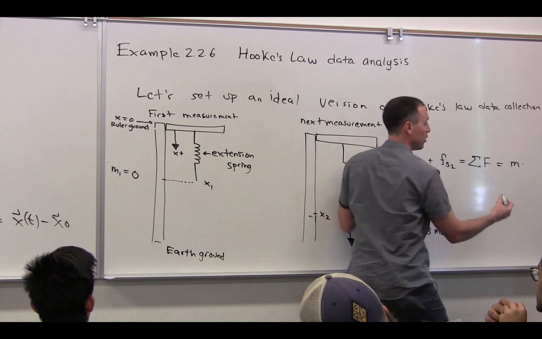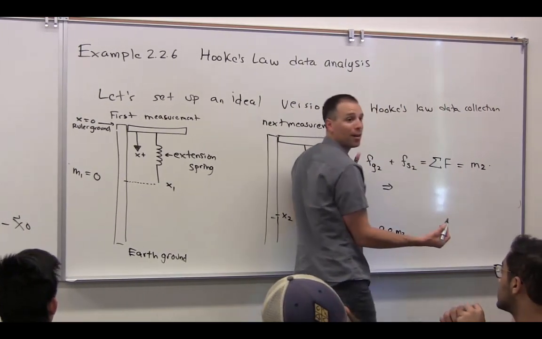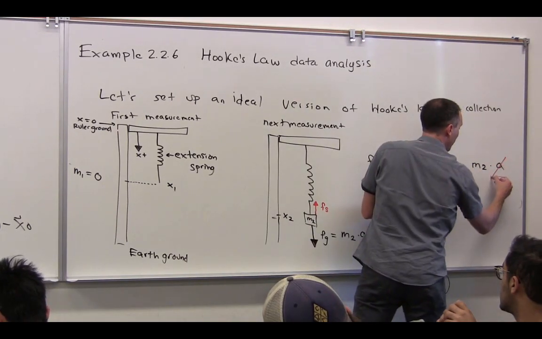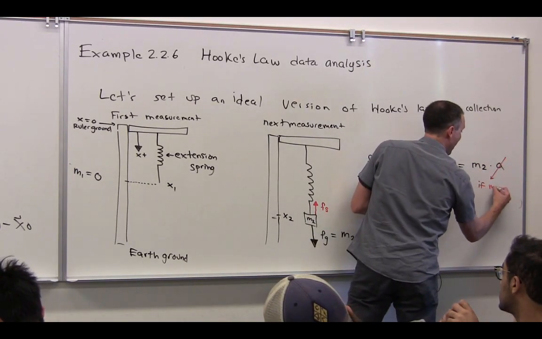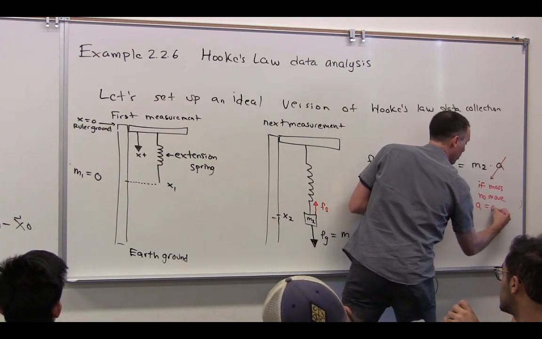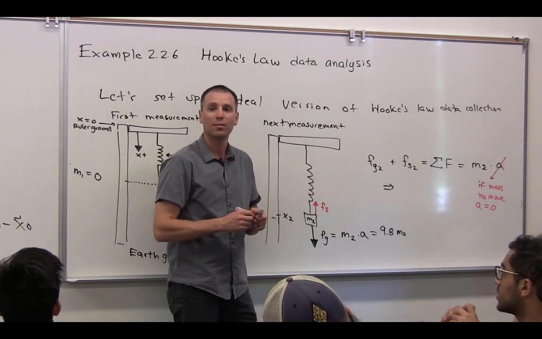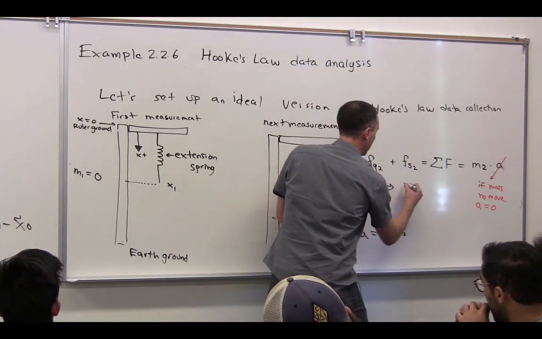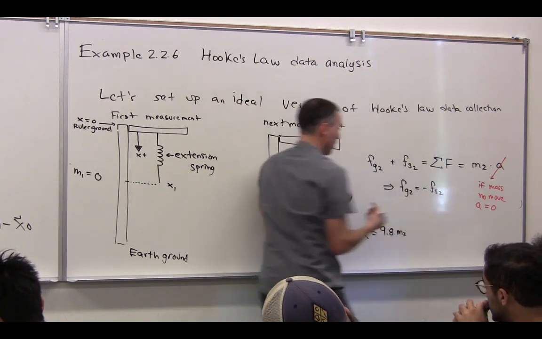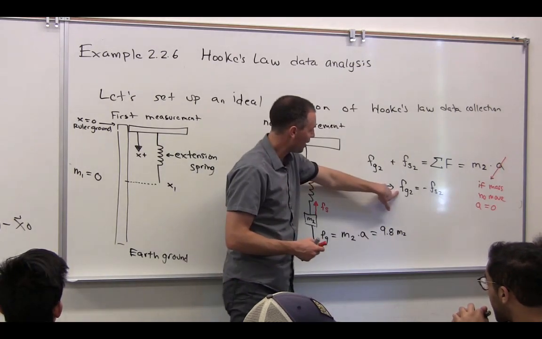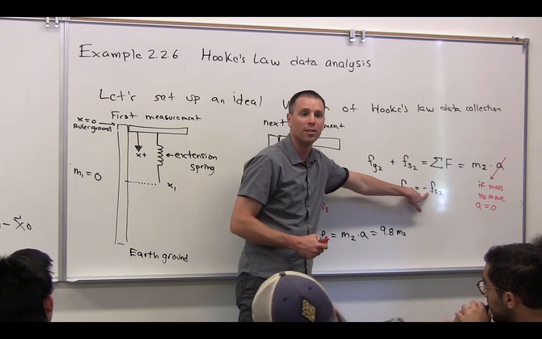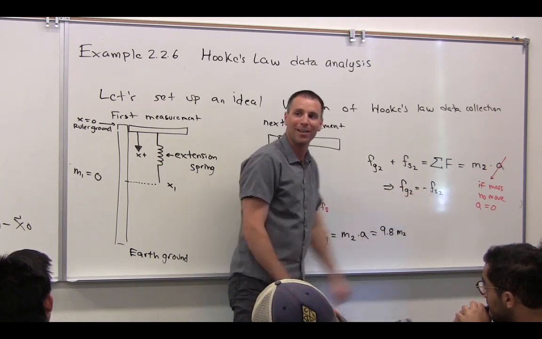The sum of forces is equal to the mass that you're focusing on times the acceleration of the mass itself. But if the thing is at rest, what do you know about acceleration? If mass, no move, a equals 0, no acceleration. Okay, so what does that immediately mean? That the force of gravity is opposite to the force internally stored in the spring, right?